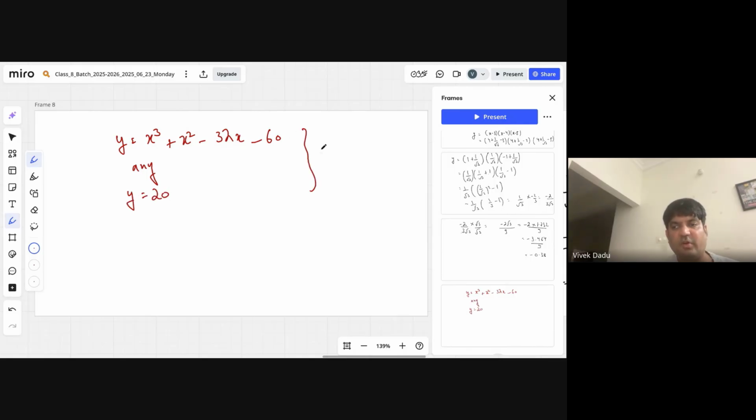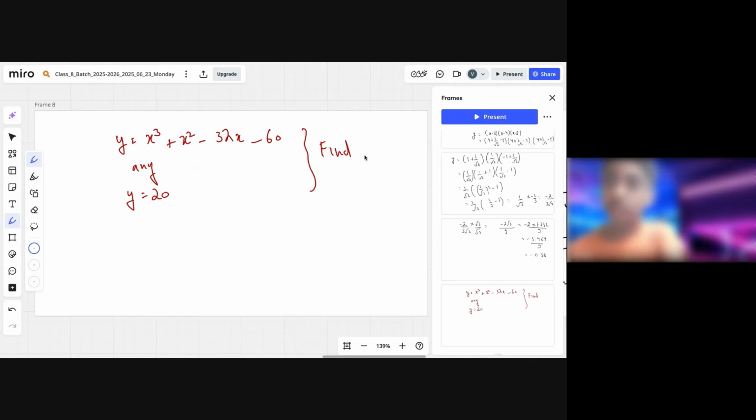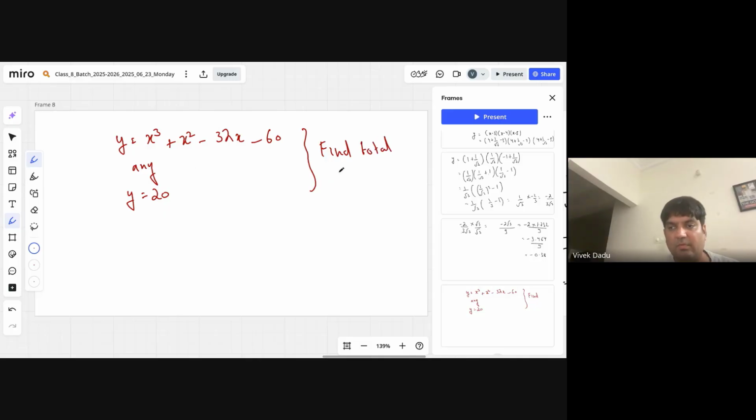Find number of intersection points. Oh, sorry. I shared it with online people, not with you guys. Find total number of points of intersection. And actually, I don't know why I wrote y instead of.